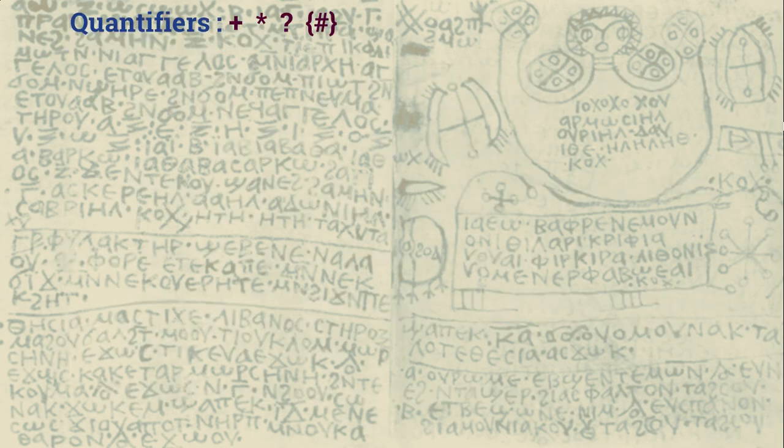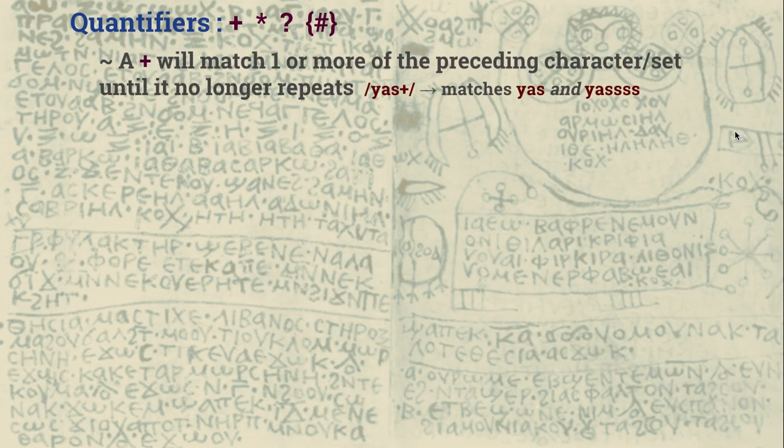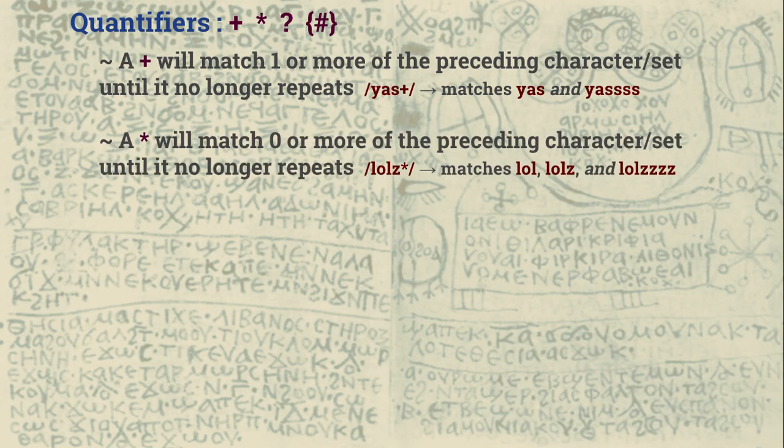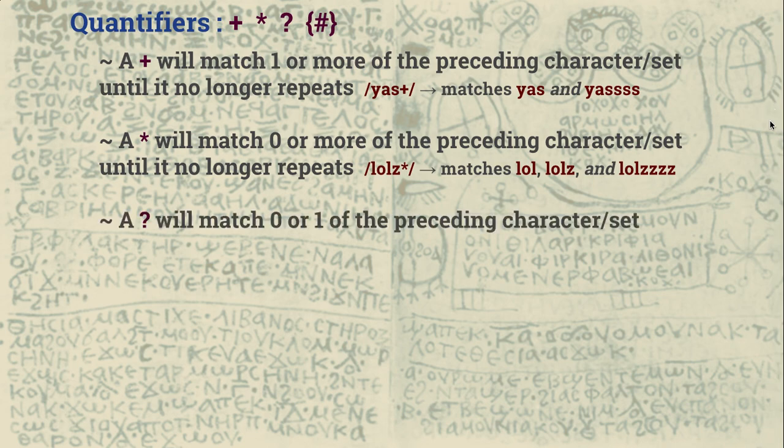There are also quantifiers or repeating operators. A plus sign will match one or more of the preceding character set until it no longer repeats. So yes with a plus sign will match yes and yes. An asterisk is very similar, but it will match 0 or more of the preceding character set. So LOLZ asterisk will match LOL or LOLZ or LOLZZZ. There's also a question mark, which will match 0 or 1 of the preceding character or set. So that kind of makes it like an optional character.